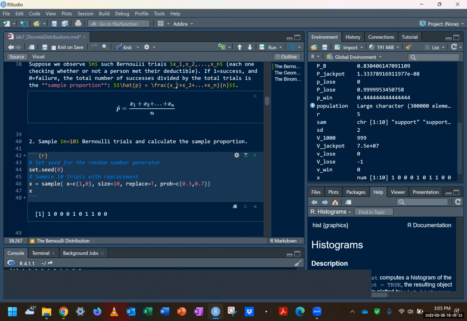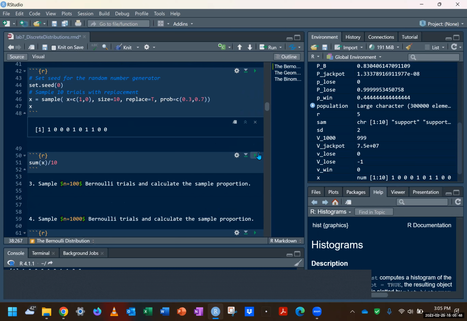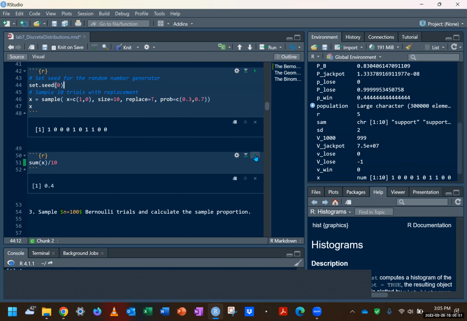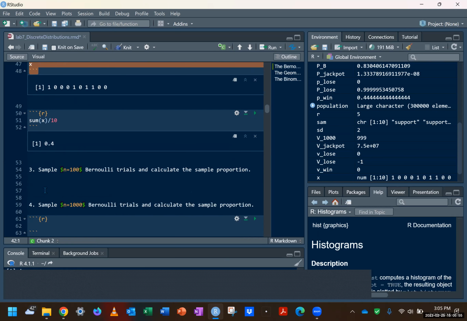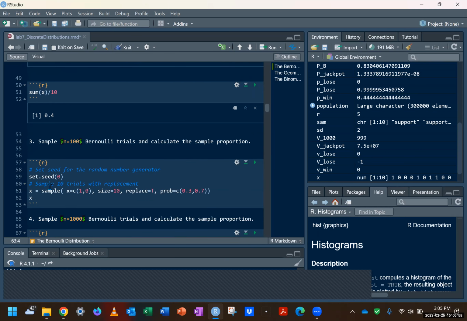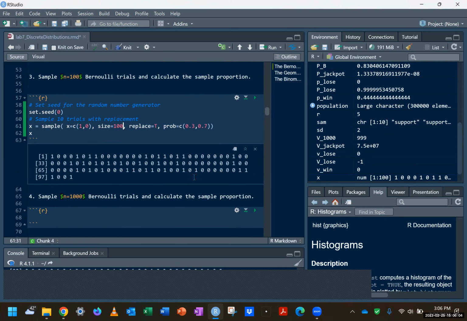So here's a formula for what we just did. We added up 1, 2, 3 up to 10. We added up this one, this one, this one, this one, and then we divided by the total number of 10. And that's called a sample proportion of successes. So that gives us, we run that, 4 out of 10 is 40%. So let's do that again. Let's plot this with, instead of a sample of size 10, let's change that to 100 and see what happens to our sample proportion. Here's our sample.